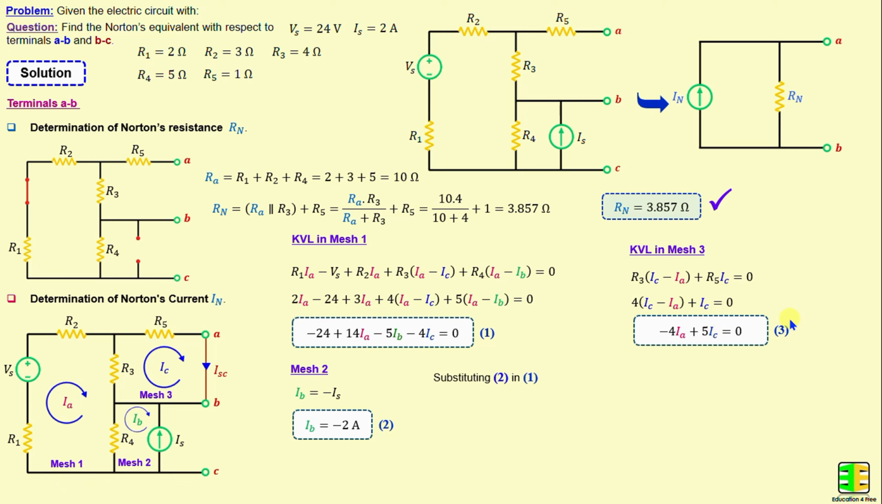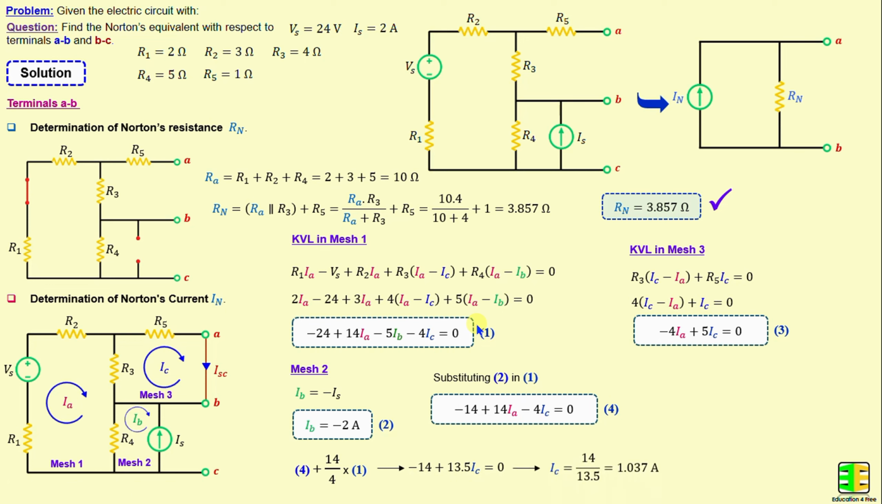Now by substituting equation 2 in equation 1, we obtain negative 14 plus 14 times IA minus 4 times IC is equal to 0. Now by performing 4 plus 14 over 4 times equation 1, we derive one equation in terms of IC. That means IC is equal to 14 over 13.5. We get 1.037 amps.